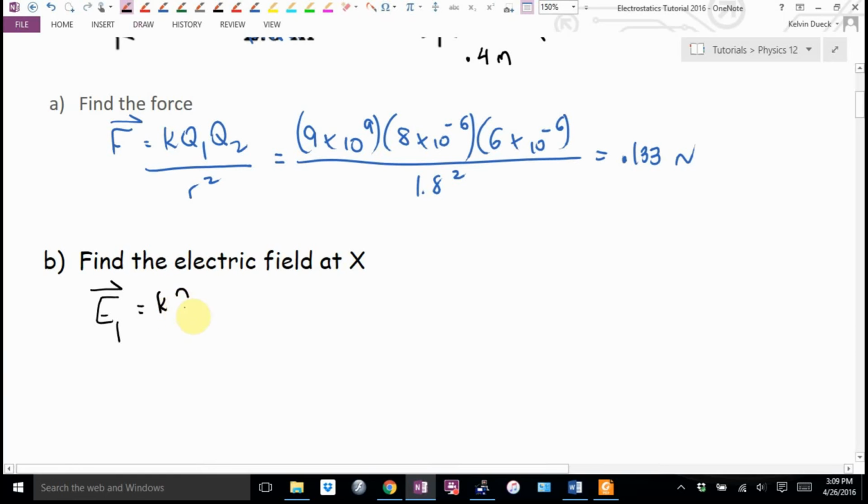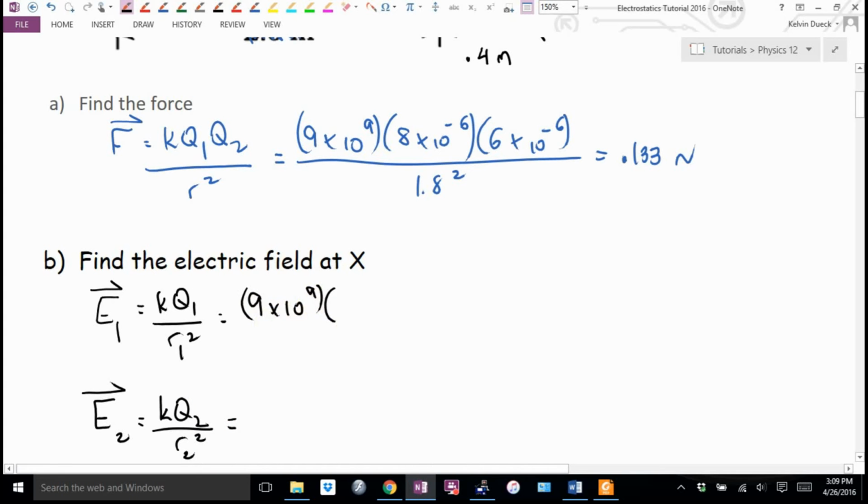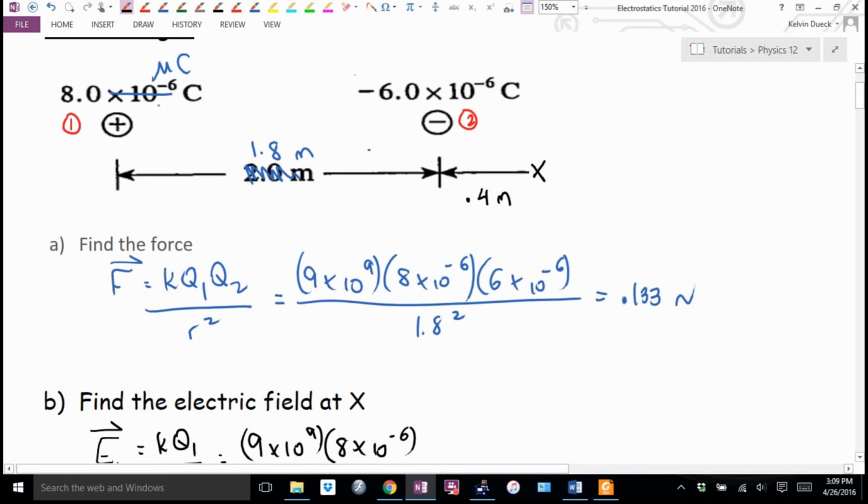So this will be kQ1 over R1 squared. Then I'm also going to find the electric field from charge 2, which is going to be kQ2 over R2 squared. k is 9 times 10 to the 9th. Charge 1, 8 microcoulombs. R1, 2.2, yes, all the way from here to here. 1.8 plus 0.4, 2.2 squared.